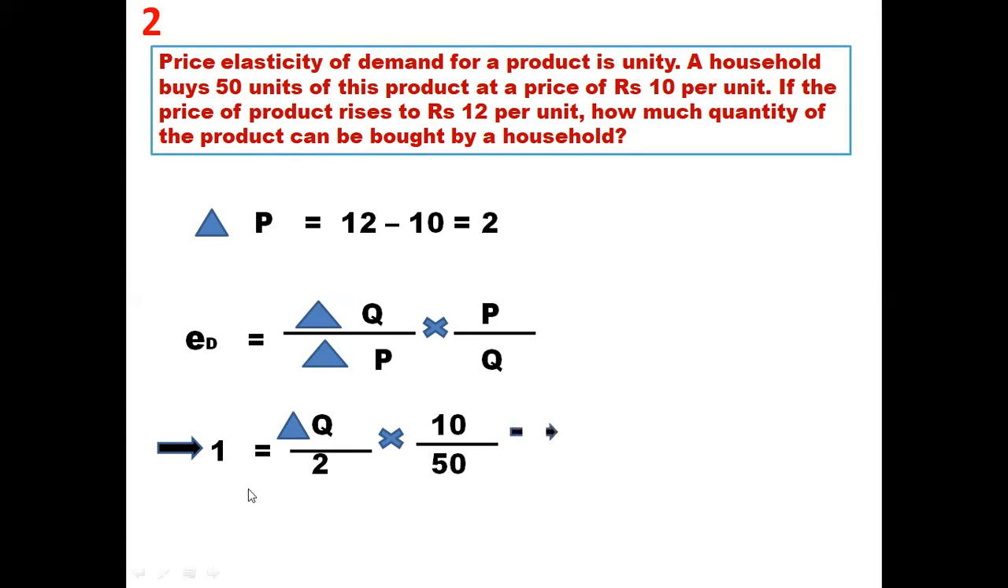Now let us find del Q. So 2 and 10 get cancelled out. We get 5 in the numerator. 5 and 50 get cancelled out, we get 10 in the denominator. And this 10 in the denominator will be multiplied on the left hand side. So del Q is 10. We write here del Q 10 equals 50 minus Q1. Why minus Q1? Because we know the new quantity will be less than 50. So Q1 is 50 minus 10, which gives us 40.